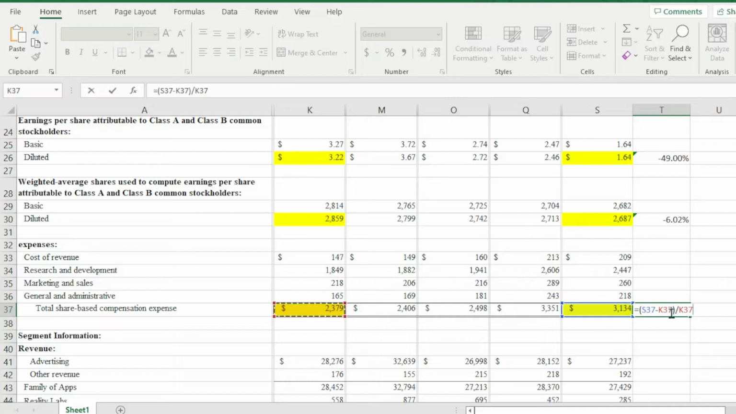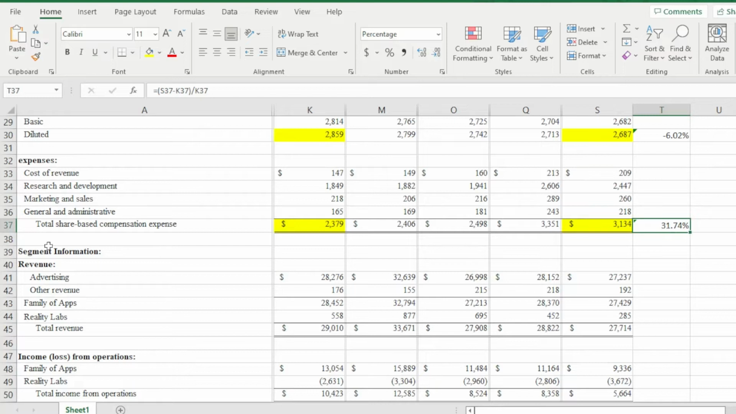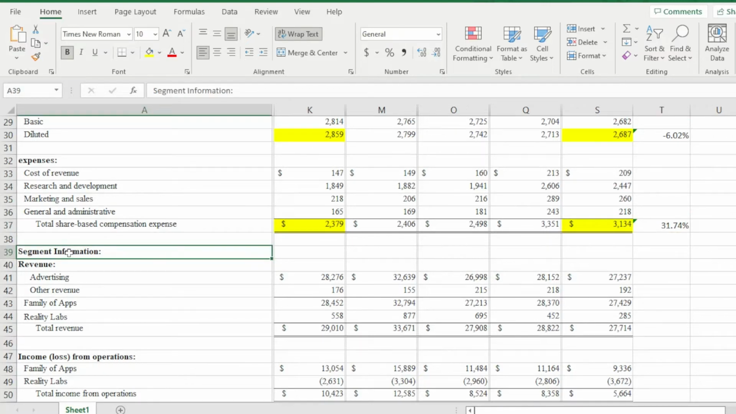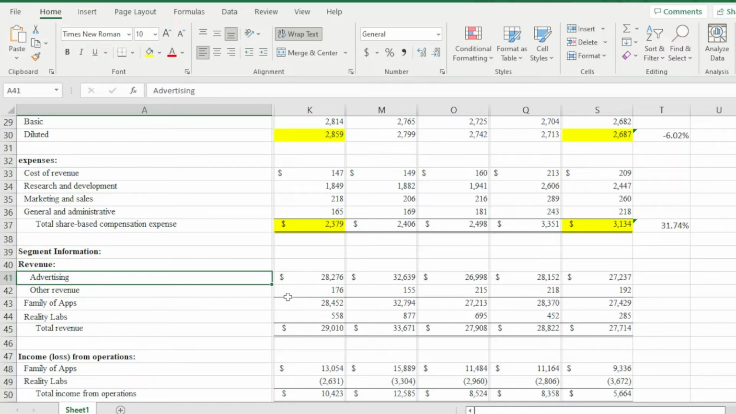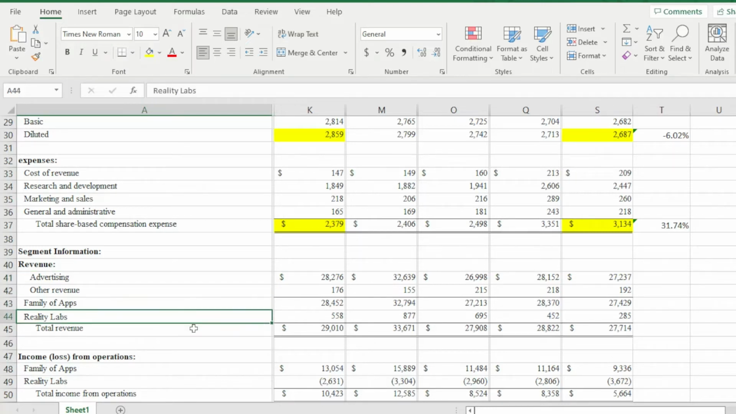So by now, you guys should be pretty familiar with this calculation method. We're taking the current, subtracting it by the base, and then dividing by the base. Now, these expenses went up 31.74%. Now, here we have segment revenue. Now, this is really nice information right here because now we can see how their revenue is broken down. So, they have their advertising, they have their other revenue, family of apps, Reality Labs, and total revenue.